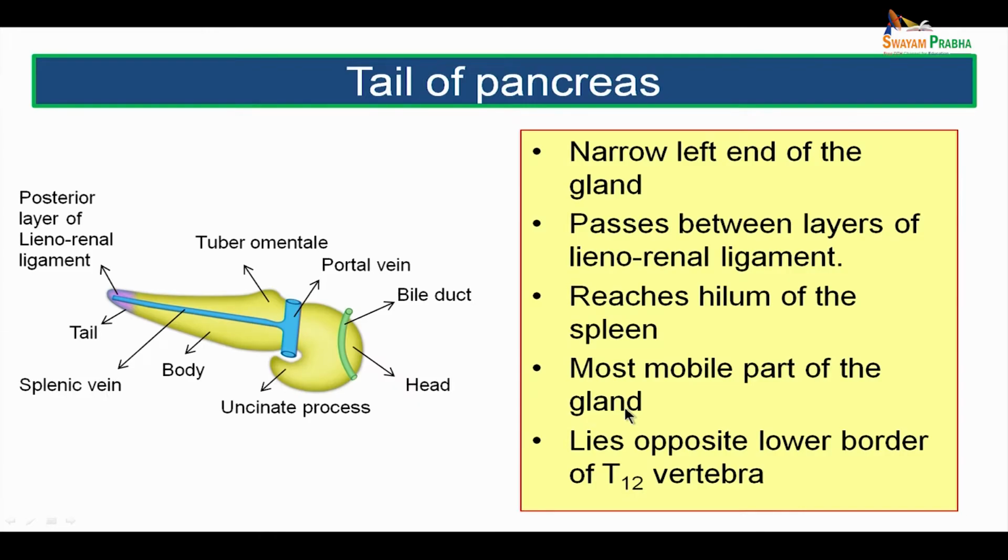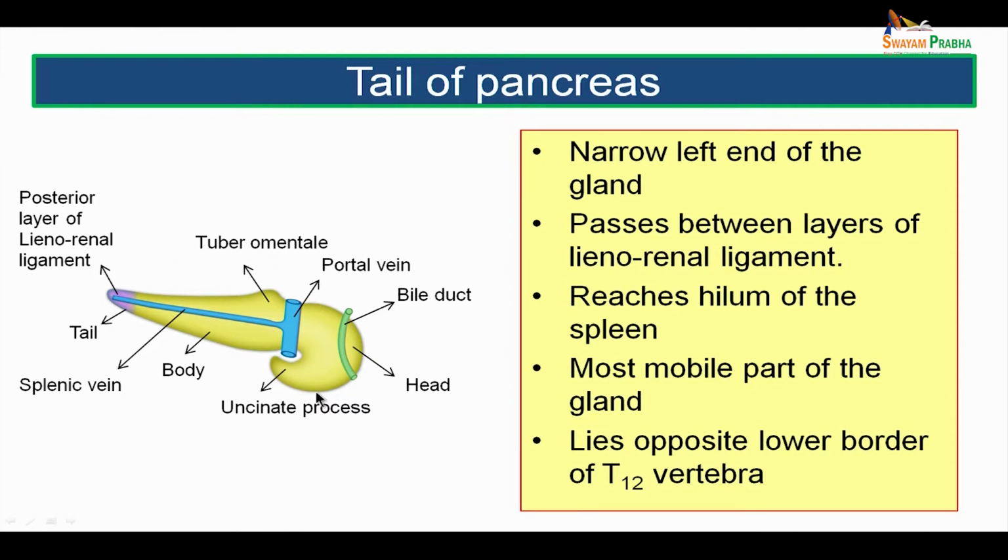Going on to the tail of pancreas. This is a narrow left end of the gland. It passes between the layers of lienorenal ligament and reaches the hilum of the spleen. It is the most mobile part of the gland, and it is the only intraperitoneal part of the gland. It lies opposite the lower border of T12 vertebra.